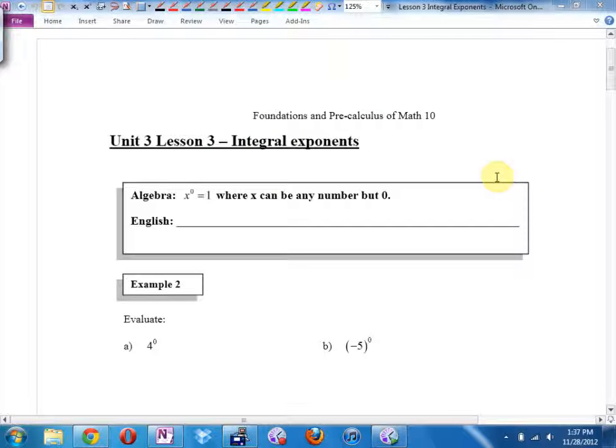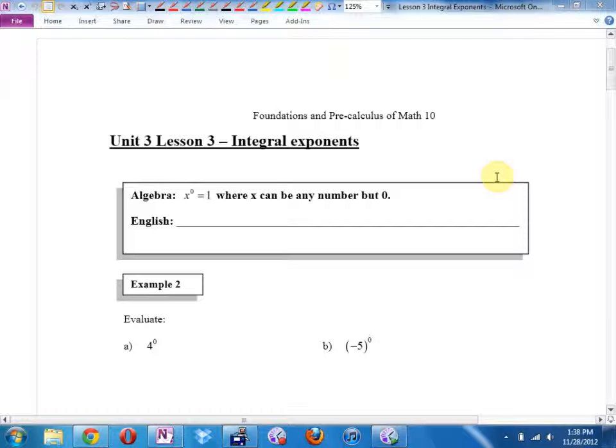Lesson 3. Integral exponents. That's the fancy schmancy word for negative exponents. What if your exponent is a negative number? Now, I need to be clear. We're talking about negative exponents. We are not talking about a negative base. We've been dealing with negative numbers since grade 7 or grade 8. What we're talking about is, what if the little tiny number that's written really small, the superscript, the number up there above the base, is negative?